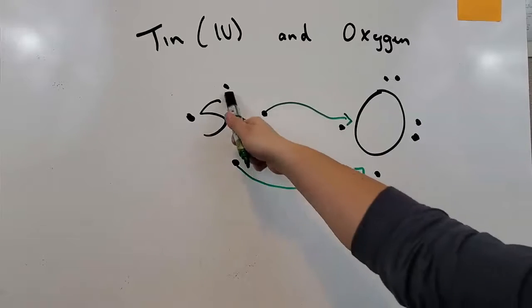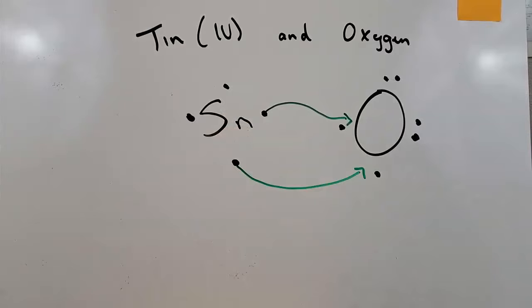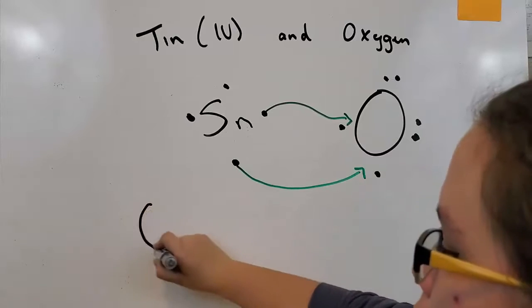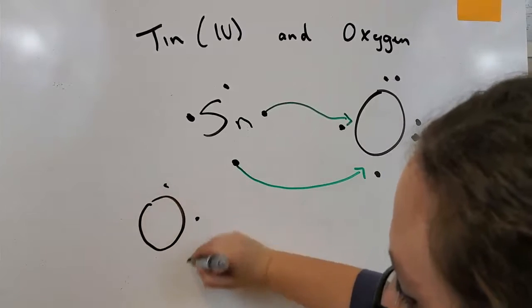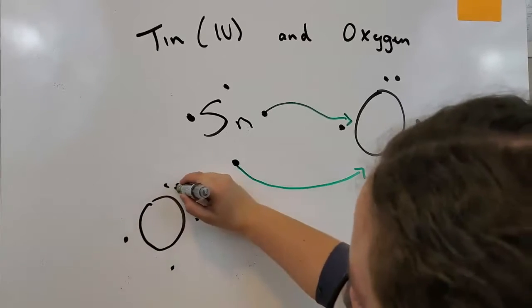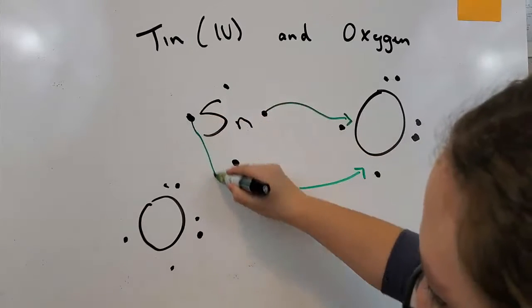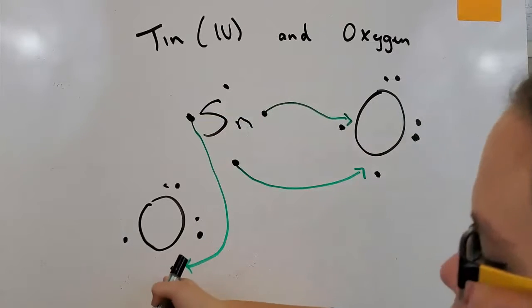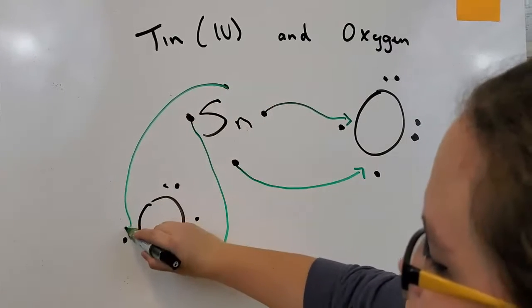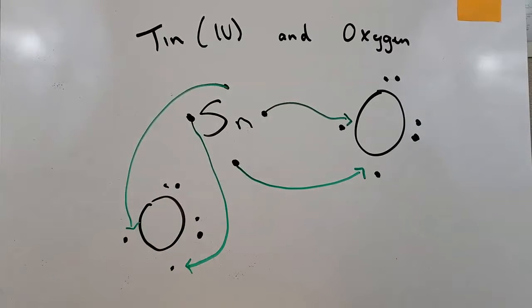Well, we still have 2 electrons that are unpaired, so we're going to need to add another atom of our non-metal, in this case oxygen. It also has 6 valence electrons. So let's pair the electrons from tin. This one can pair with the bottom valence electron, and this one can pair here. All right, so all of our electrons are paired.